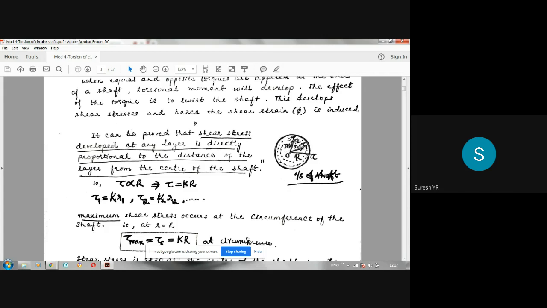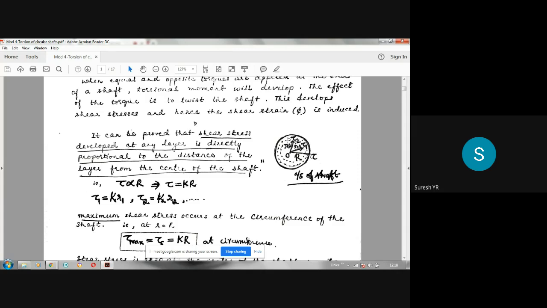R is the distance of the layer. Center of the shaft is O. Tau is the shear stress. So according to the statement, as r increases, tau also will increase. Since r is maximum at the outer radius, that is when small r is equal to capital R, you have tau is equal to tau max. So our tau max is also represented as tau s. Tau s means maximum shear stress.